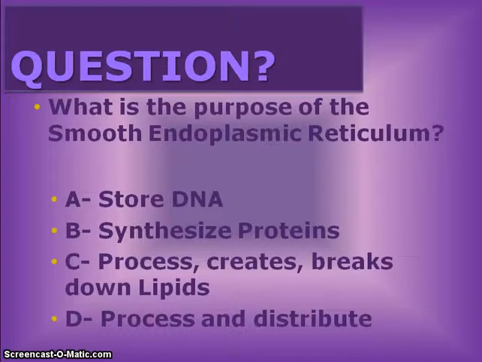So let's hit a question up. What is the purpose of the smooth endoplasmic reticulum? It processes, creates, and breaks down lipids. If you can remember, the nucleus stores DNA, the rough endoplasmic reticulum synthesizes proteins, and the Golgi body apparatus just processes and distributes information, would be the finish of that sentence.